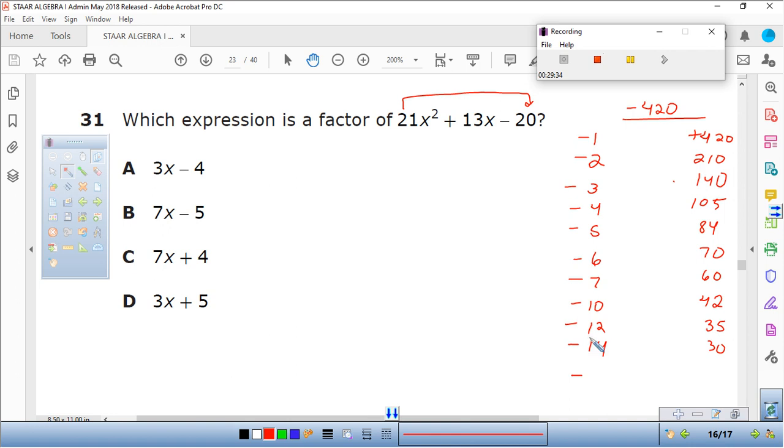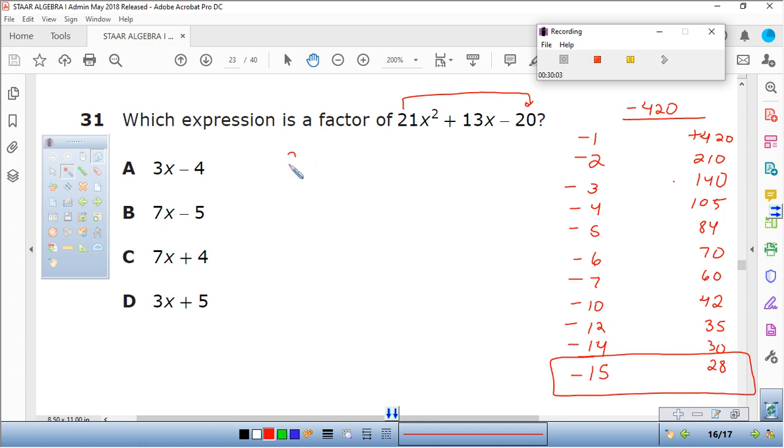Okay, 420 divided by 15. Oh. 15 and 28. 28 minus 13. Oh my gosh, 28 minus 15. I did 13. Oh, that's the one I want. See that right there? I'm going to stop.